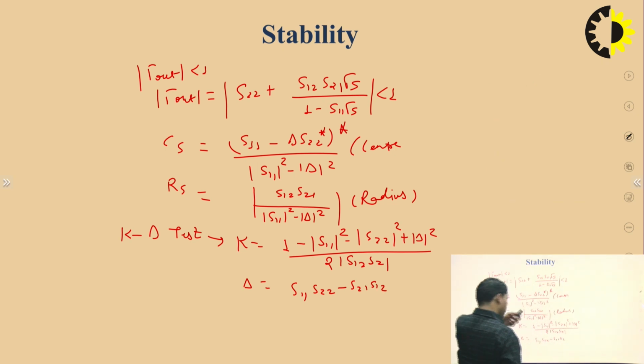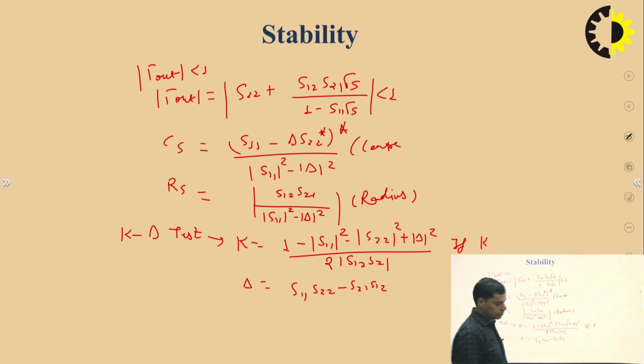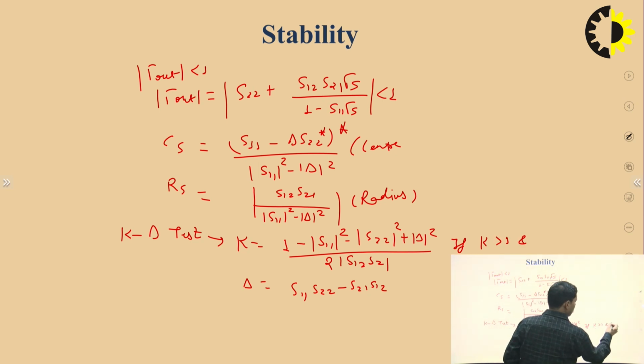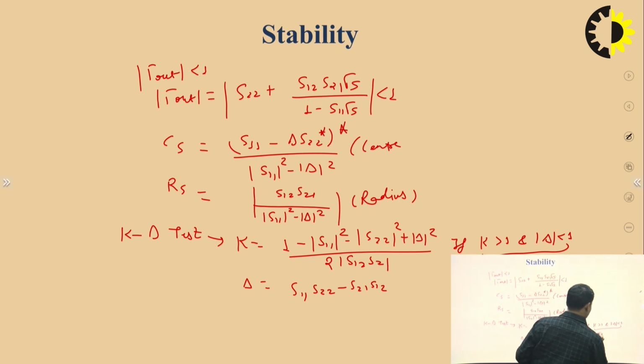So in this way we can check the values of K and delta. If K is greater than 1 and mod del is less than 1, and this condition is satisfied, it specifies that the transistor which we are going to use is unconditionally stable.